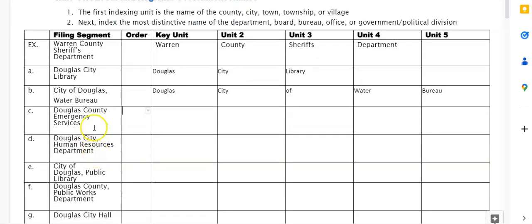For letter C, we have Douglas County Emergency Services. So the name of the county is Douglas. County is unit 2. Emergency is unit 3. Services is unit 4. For letter D, we have Douglas City Human Resources Department. So the name of the city is Douglas. Unit 2 is City. Unit 3 is Human. Unit 4 is Resources. And unit 5 is Department.